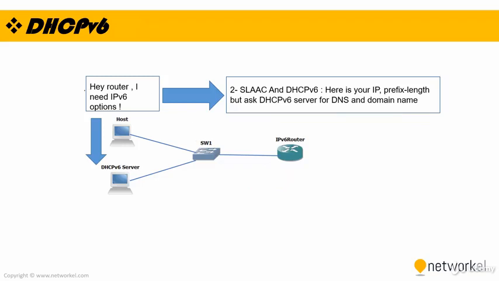And here we can see DHCP version 6. We can take a look at the DHCP version 6 options. In this example, the host is saying, hi router, I need IP version 6 options. The router can offer, here is your IP and prefix length, but ask the DHCP version 6 server for DNS and domain name. The host gets the IP and prefix length from the router and asks the DHCP version 6 server about DNS and the domain name.